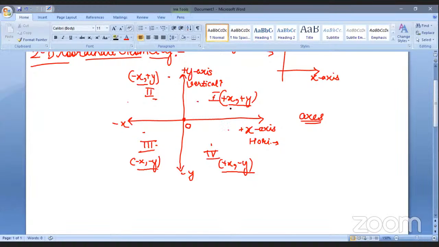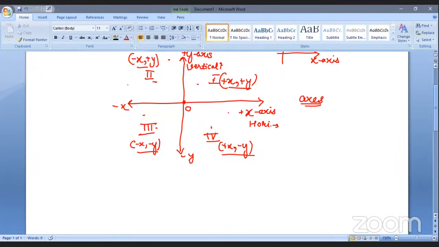Here we need some information, right? Now how do we get that information? Whenever we have to locate a point in this plane, how do we do that? We do that with the use of these coordinates, x and y.